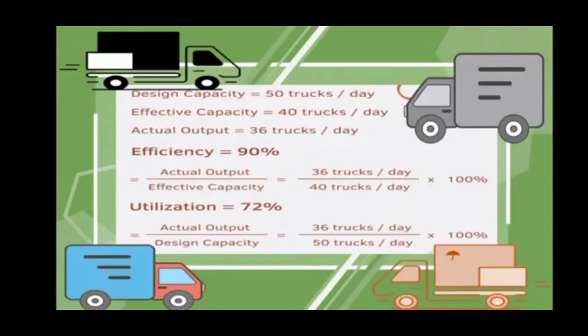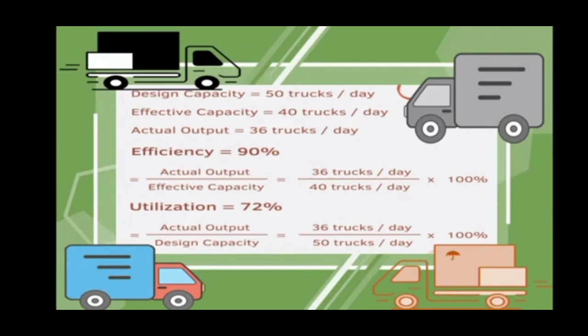Next slide, please. Another example between efficiency and utilization. The design capacity is 50 trucks a day, and the effective capacity is 40 trucks a day. Then the actual output is 36 a day. The effective capacity is 40 but the actual output is only 36 because 20% of the truck capacity goes through planned maintenance. Three trucks were delayed or under maintenance, and one truck had a flat tire.